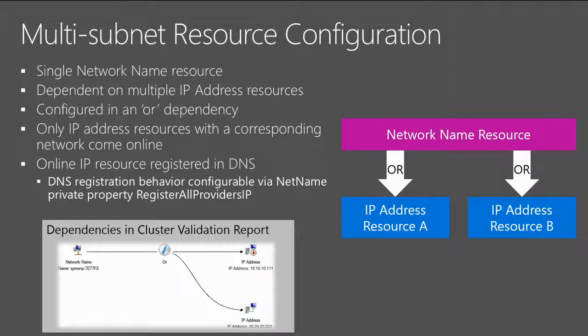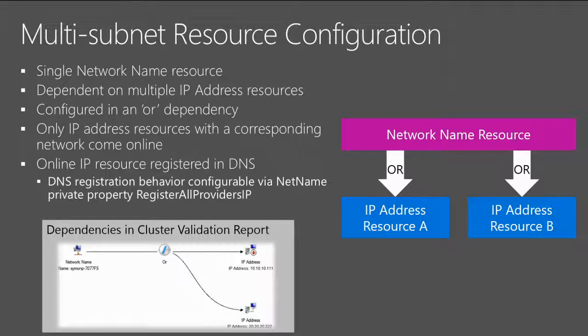So the way it works, we have a single network name resource. Let's call it foo. Under it there are actually two IP address resources, one for 10.10 and one for 20.20. When you fail over to a node, they're in a group and that group fails over. The IP address which has a valid subnet network on that node will come online. So if I have a 10.10 and a 20.20, when I fail over to the 10.10 node, the 10.10 will come online and the 20.20 will stay offline.